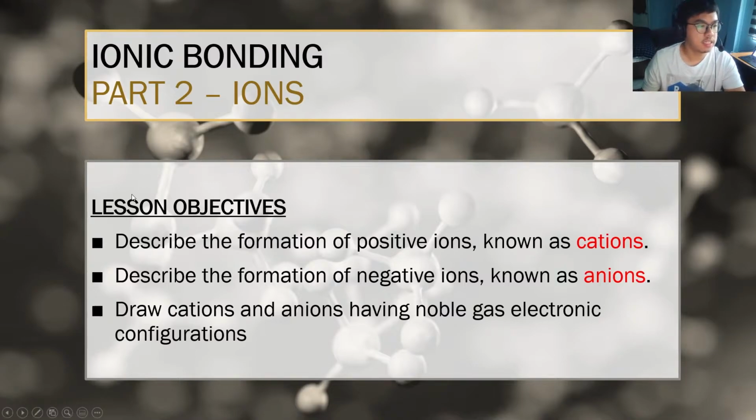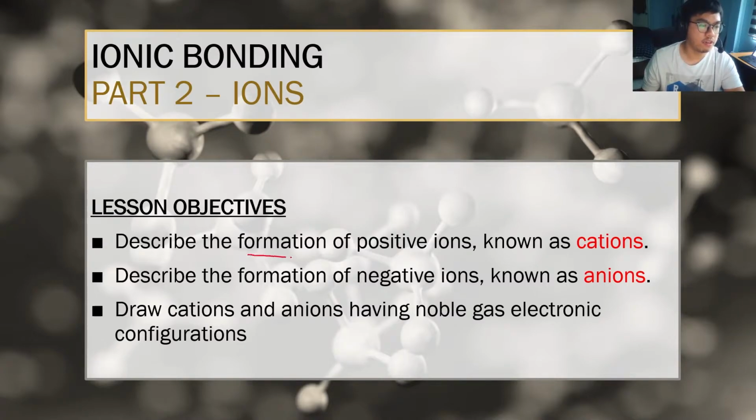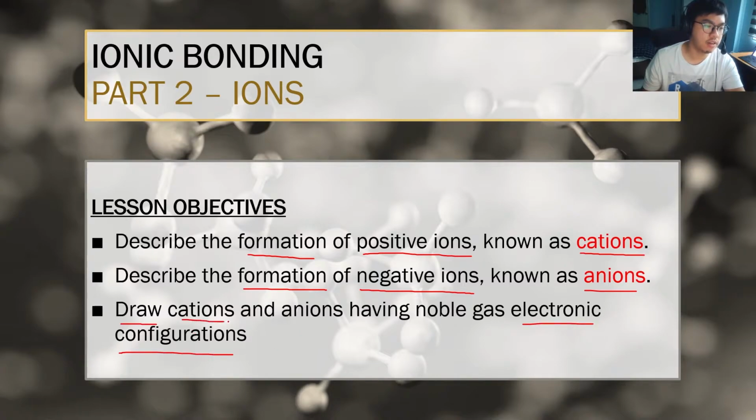So you can see here in our learning objective, we will look at the formation of positive ions known as cations. That means how they are made, how they are formed. We're going to look at the formation of negative ions. These are known as anions. And we're going to learn how to draw the electronic configuration for these ions, cations and anions.